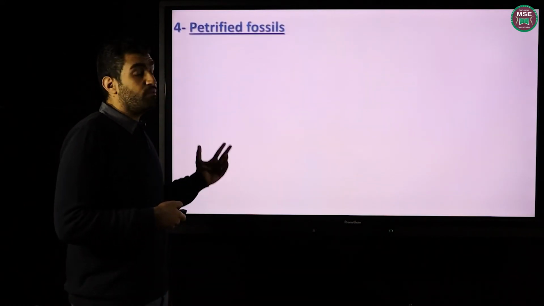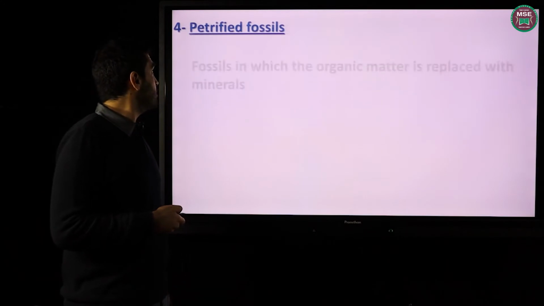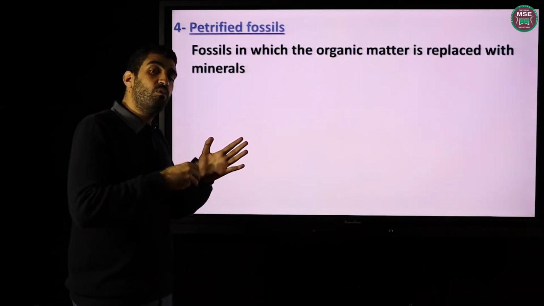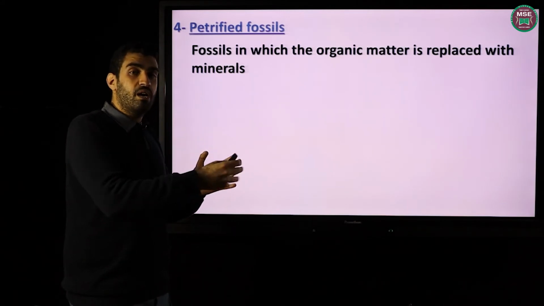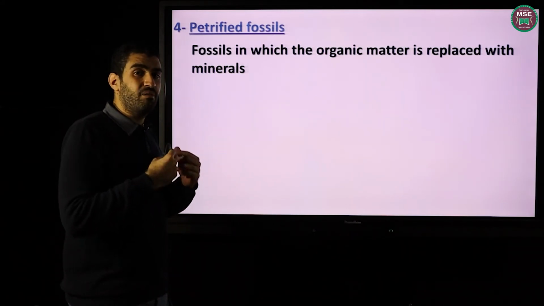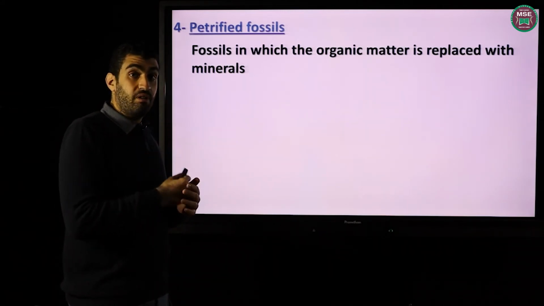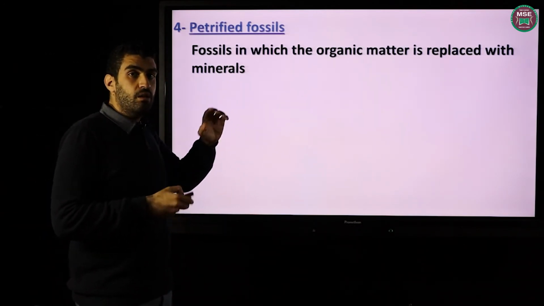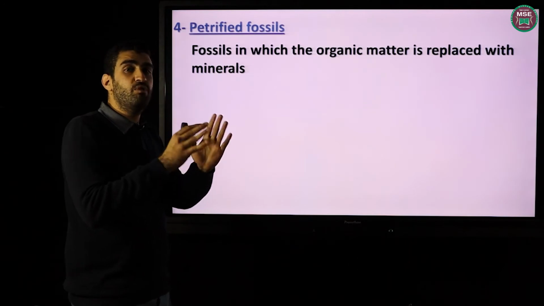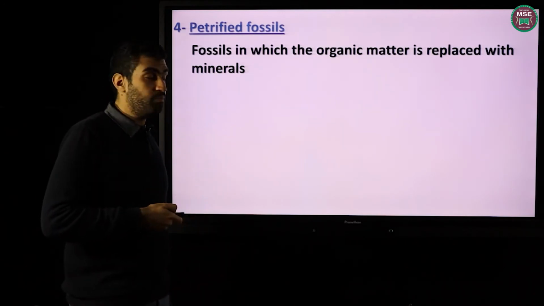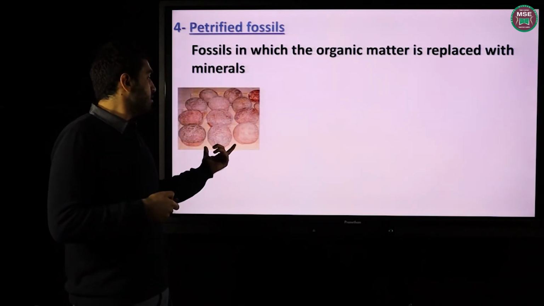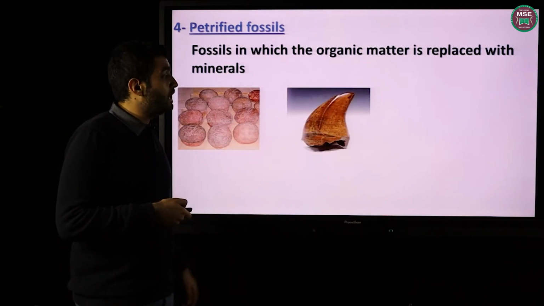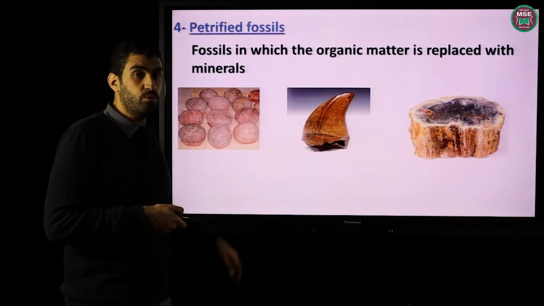Number 4, petrified fossils. Petrified fossils, fossils in which the organic matter, the matter that forms the body of living organisms, the organic matter like the flesh, like bones, like fats, is replaced with minerals. They change into mineral shape which look like stone or rock. Okay? Like this, dinosaur's egg, like dinosaur's tooth, and petrified wood.